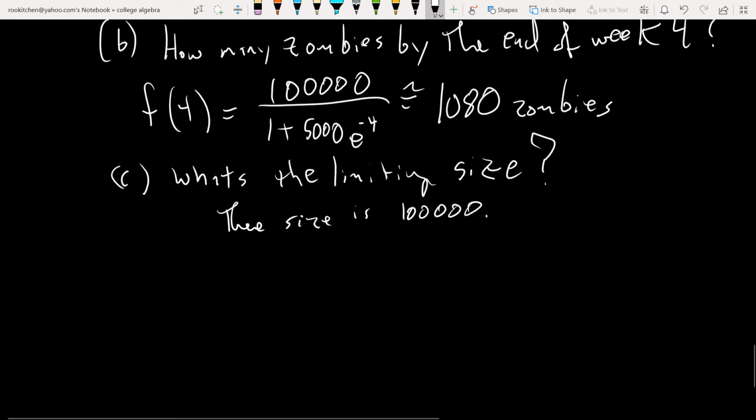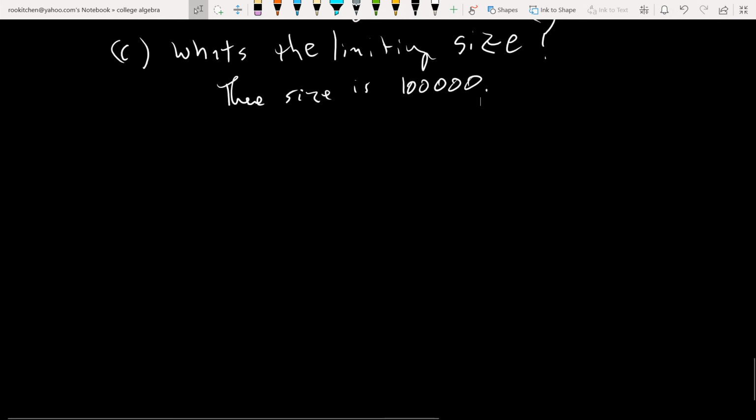I'll probably have to nuke it, right? It's the only way to get rid of those zombies. It's just to nuke the town.